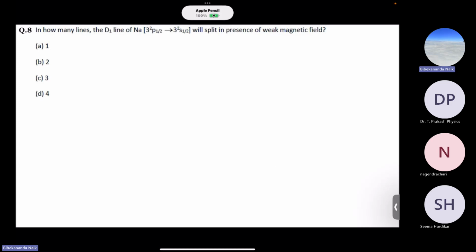Yes. So can anyone tell me in how many lines the D1 line of sodium, that is 3p 1/2 to 3s 1/2, will split in presence of a weak magnetic field? Yes, anyone?